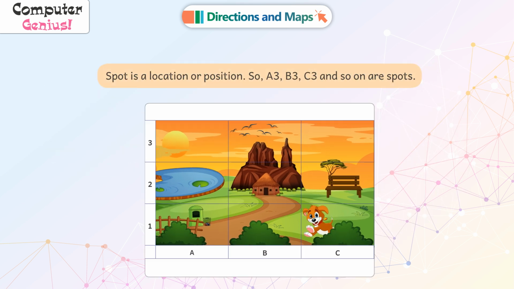Spot is a location or position. So A3, B3, C3 and so on are spots.